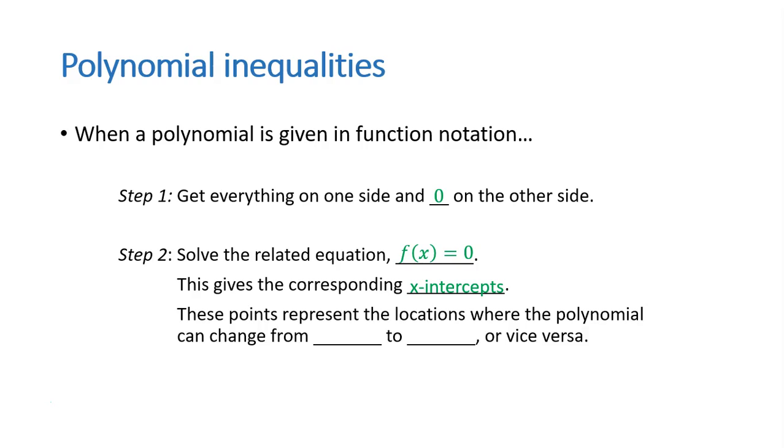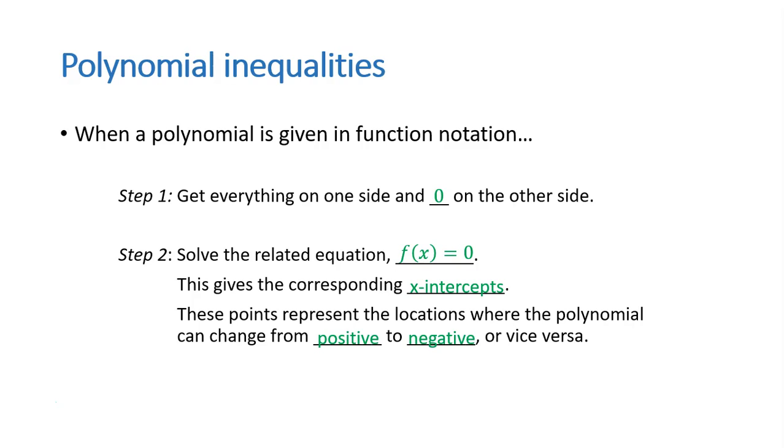These points represent the locations where the polynomial can change from positive to negative or vice versa. So if we're looking for particular values that correspond to outputs either greater than or less than 0, these are the key locations where we check the sign. Are we greater than? Are we less than? X-intercepts represent the endpoints for the intervals that we're going to write as part of our solution.